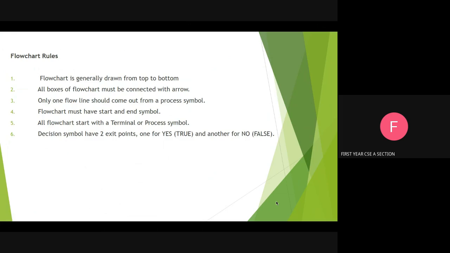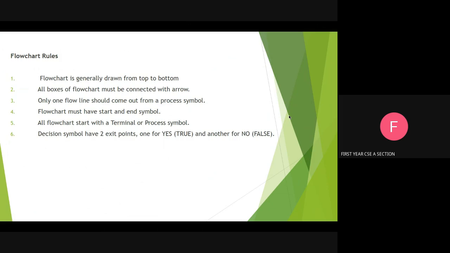Next, flowchart rules. What are the rules inside the flowchart? A flowchart is generally drawn from top to bottom. Next, all boxes of the flowchart must be connected with arrows. Next, only one flow line should come out from a process symbol. Next, a flowchart must have start and end symbols. Next, all flowcharts start with a terminal or process symbol.